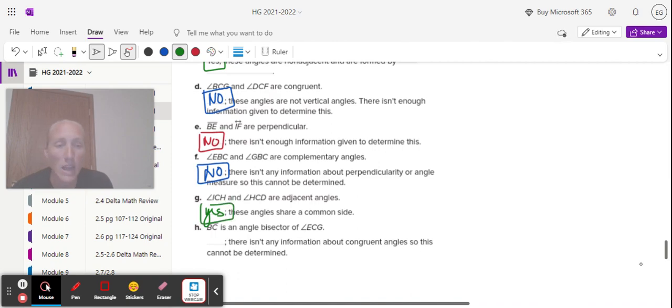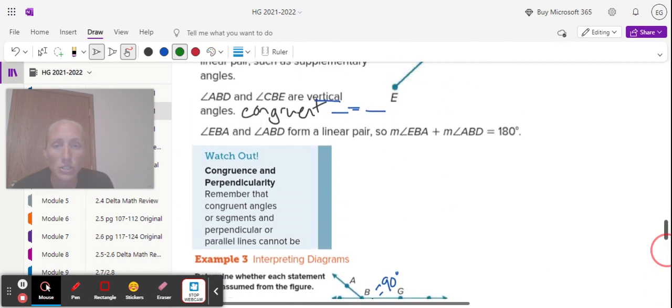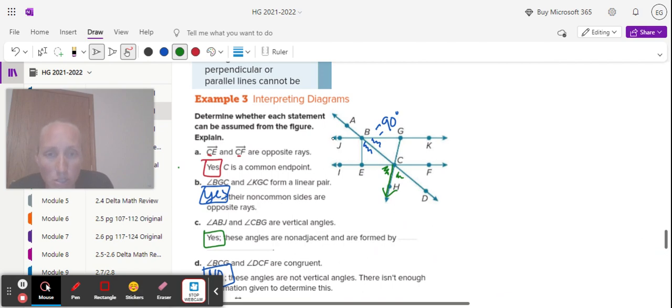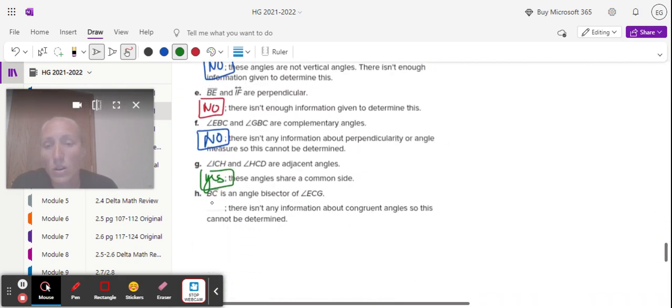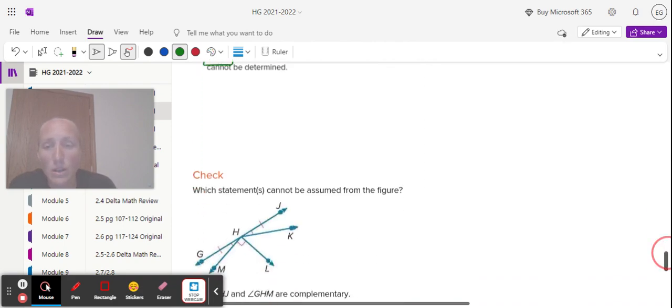Last one, BC is an angle bisector of ECG. Okay, so we're going to make some assumptions here. ECG, and so we have CA as the angle bisector. So is that piece congruent to this one is what you're looking for. We don't have anything that marks that, nothing that helps us get there, and so we cannot assume congruence. So no, we cannot say that we have an angle bisector there. Okay, that's how that all plays out.